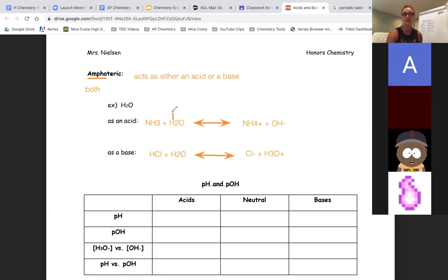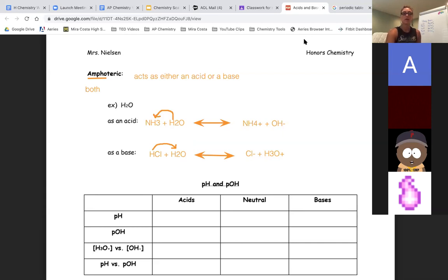Here we can see the hydrogen is going from the water to the ammonia. Here the hydrogen is going from the hydrochloric acid to the water. So this is water acting like an acid because it's a hydrogen donor. This one's acting like a base because it's a hydrogen acceptor. So water can be an acid or a base depending on what you put it with. Okay, and that's what we call an amphoteric substance.